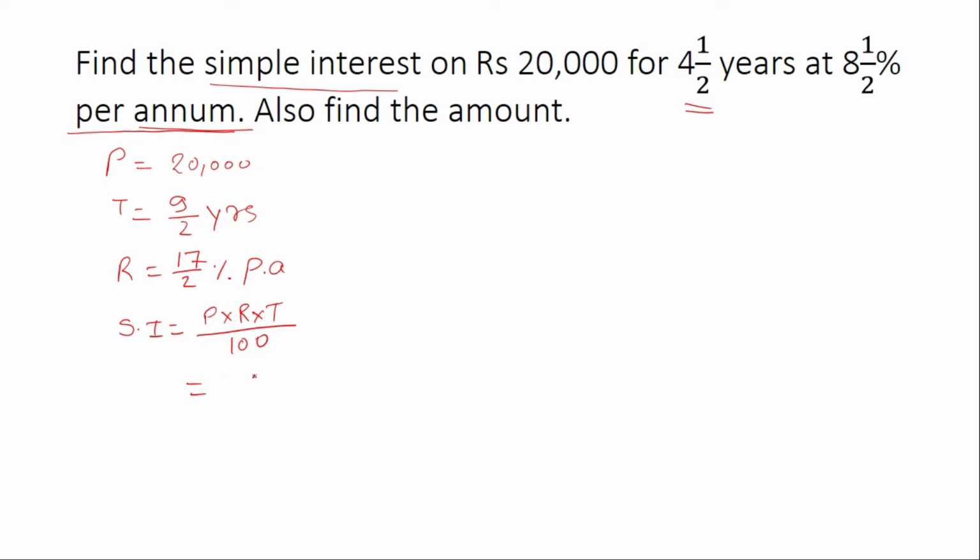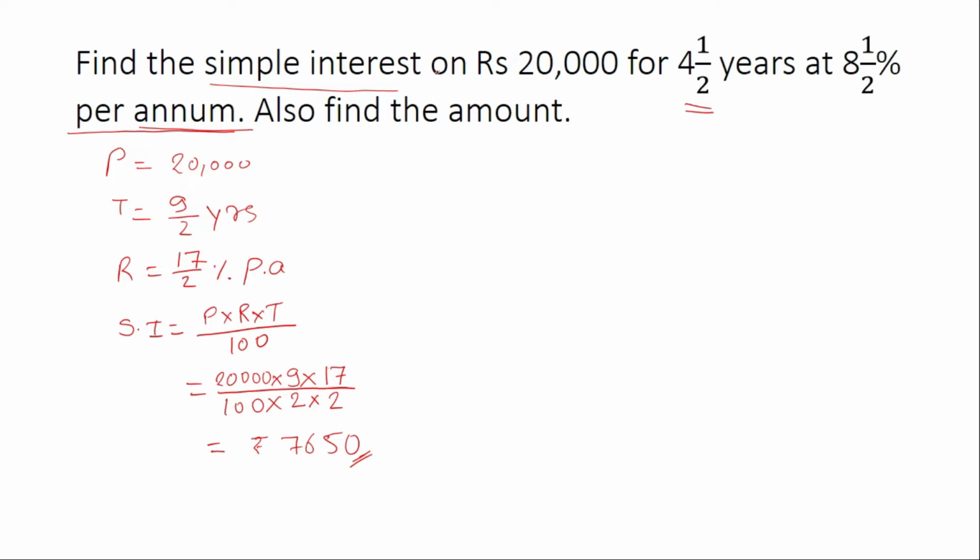So put the values. Principal is given 20,000. Time is 9/2, that means you have to write 9/2 into, and rate is given 17/2, into 100. So when you solve it, you will get the answer rupees 7650. This will be the value of interest.